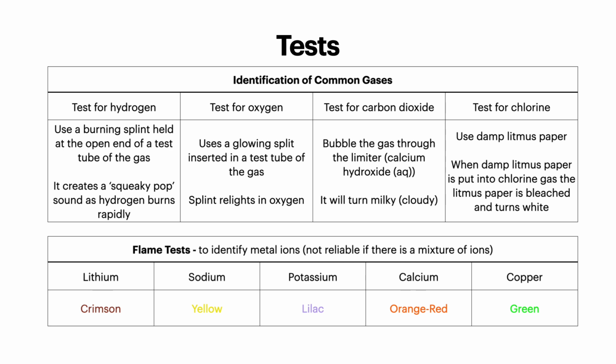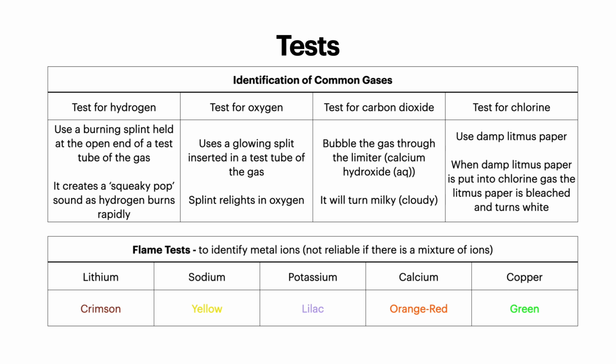Then you've got the test for carbon dioxide. For this, you bubble the gas through limewater, the calcium hydroxide aqueous solution, and it should turn milky or cloudy. And then the test for chlorine: using damp litmus paper, put it into the chlorine gas, and the litmus paper is bleached and turns white.